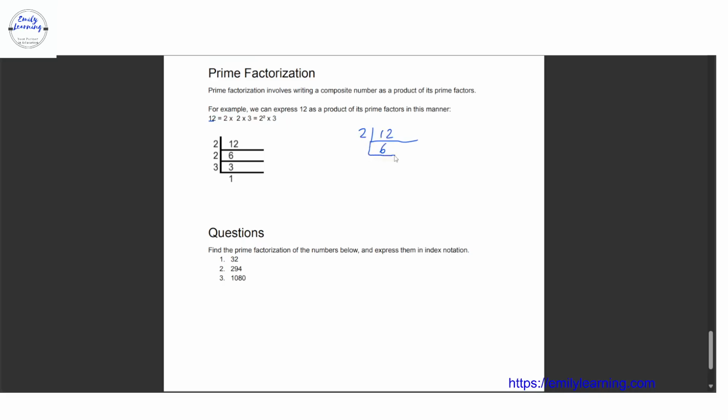Once I reach 6, next I'll look at another factor. What prime number can I divide 6 by? 6 is an even number, so I'll divide it by 2. 6 divided by 2, I'll be left with 3. I'll write it here. Now I'm left with 3, right? 3 is a prime number, so I'll divide it by itself, which is 3, and I'll be left with 1. Once you reach 1, you can stop.